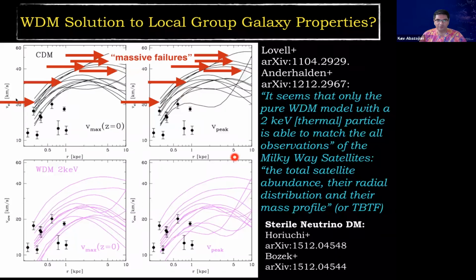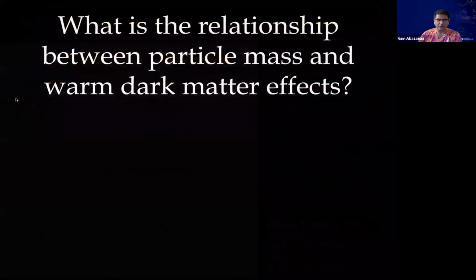Mike Boylan-Kolchin, who was a postdoc at UCI and is now faculty at UT Austin. And in warm dark matter, there are no massive failures, and nobody wants to be a massive failure. So it seemed at the time that warm dark matter is a good solution to this.